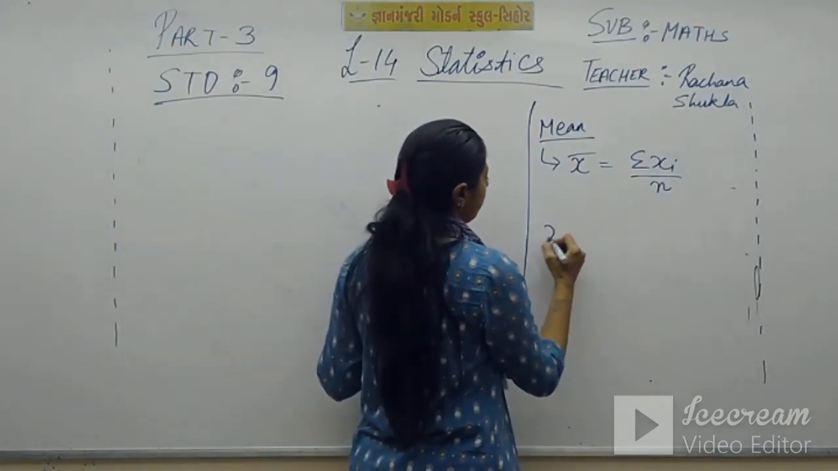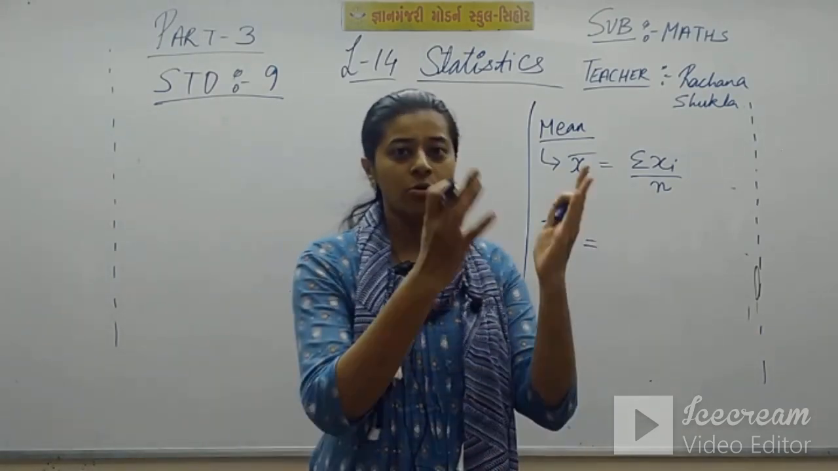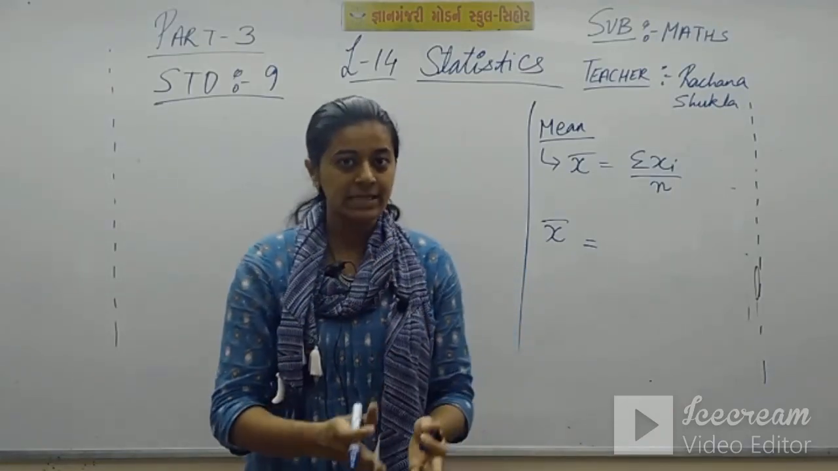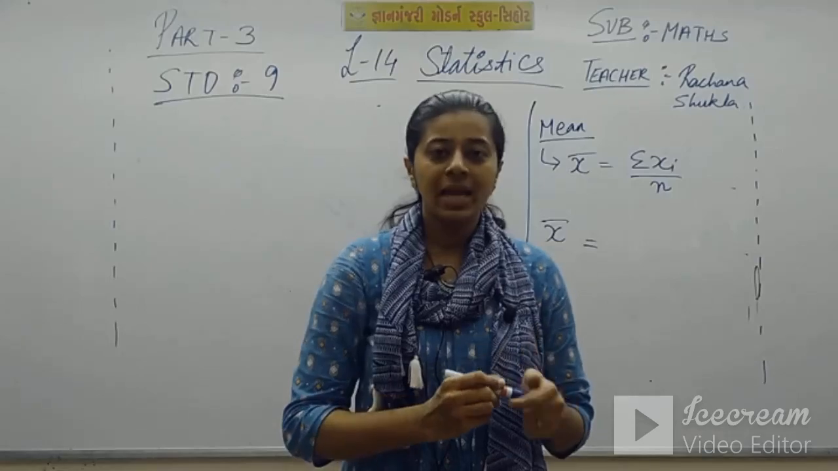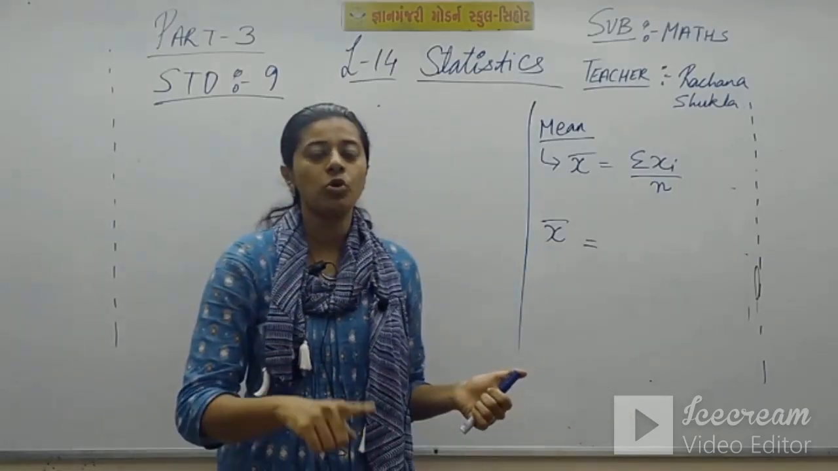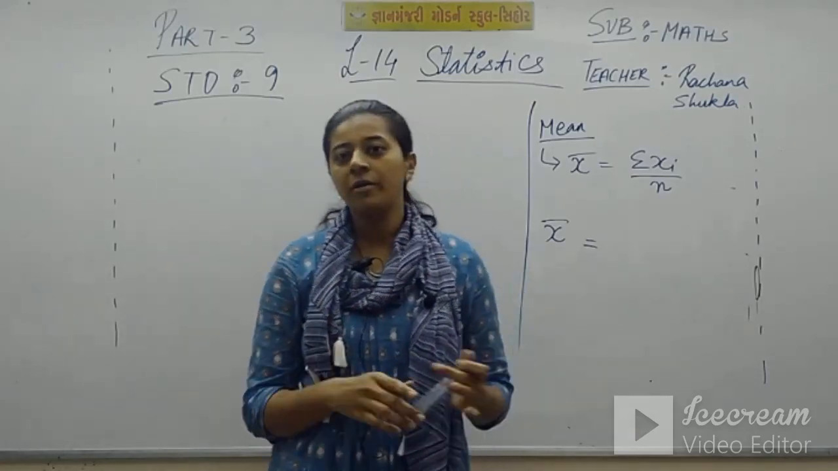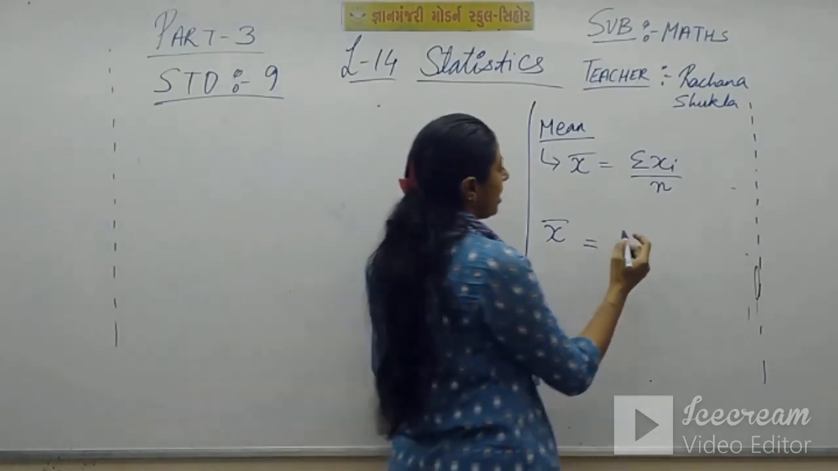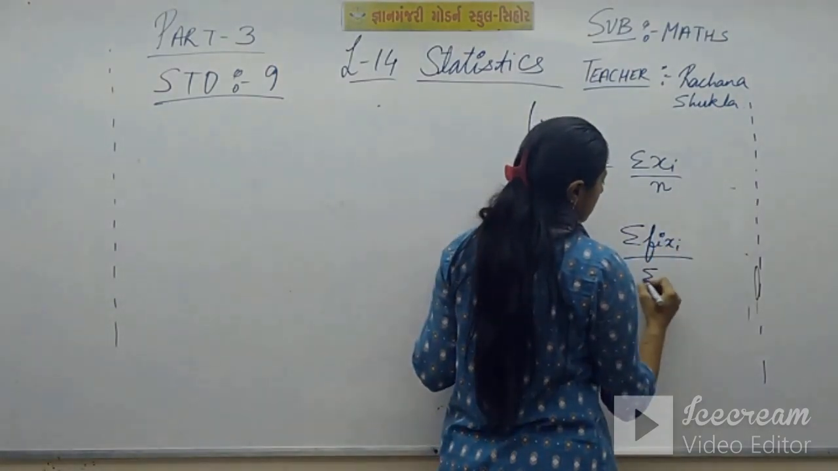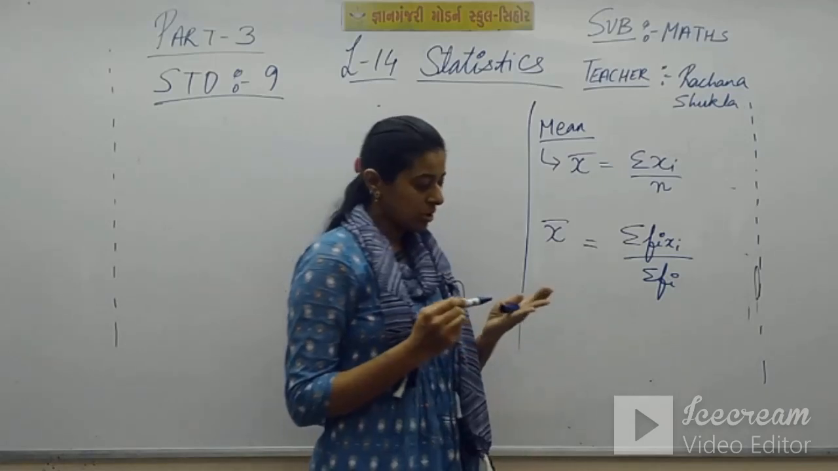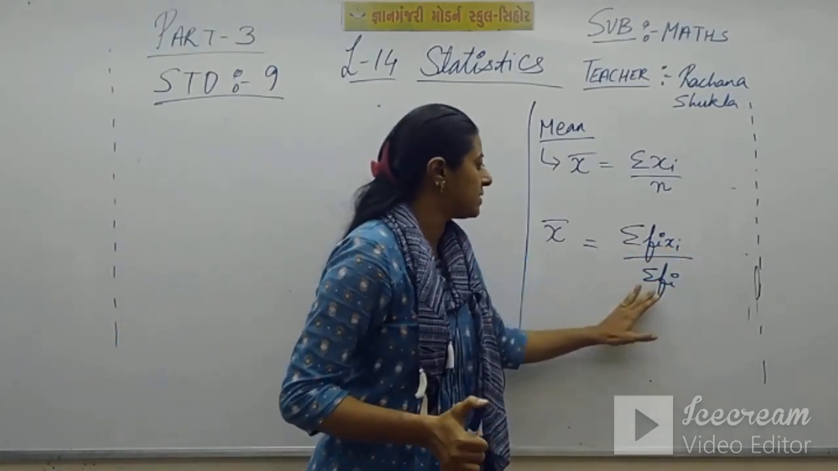Then if you want to find the mean for group data, that means if you have data on one side, that is the xi column, and you have frequencies beside xi, that is fi, then you have to multiply xi into fi and then divide by the frequencies. So the formula is sigma fi xi upon sigma fi. What is the formula for group data? Sigma fi xi upon sigma fi.